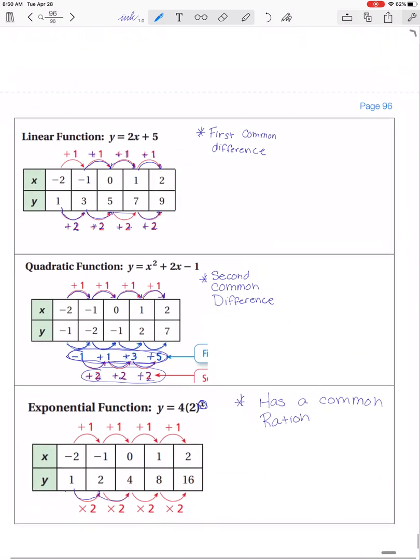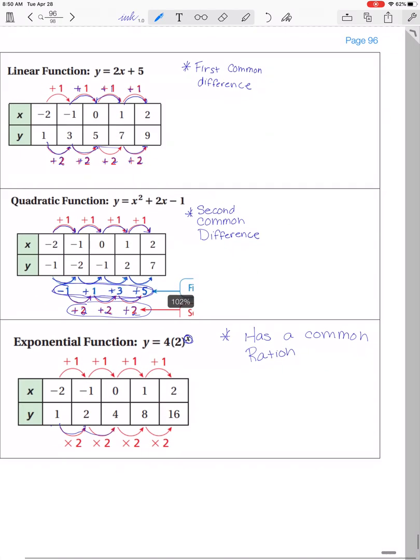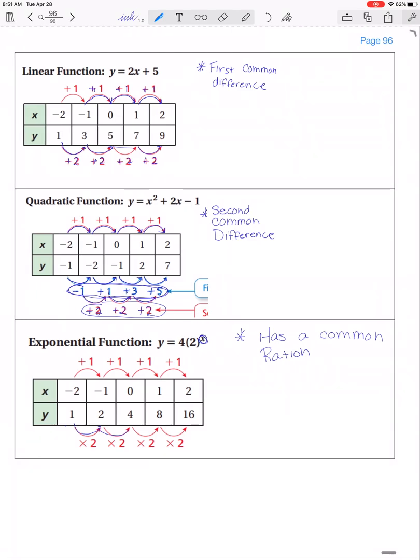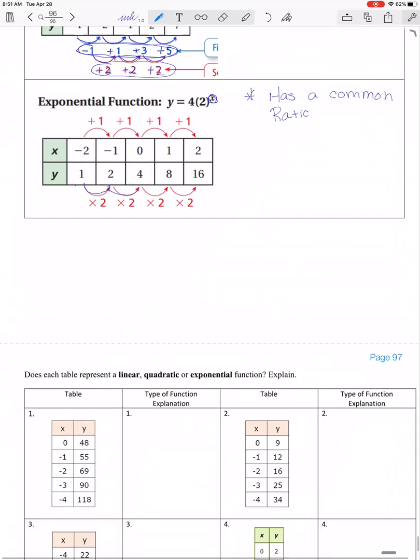All right, so if we take a look, our 3 reasons are here. It's a linear function if it has a first common difference. It's a quadratic function if it has a second common difference. And it's an exponential function if it has a common ratio.